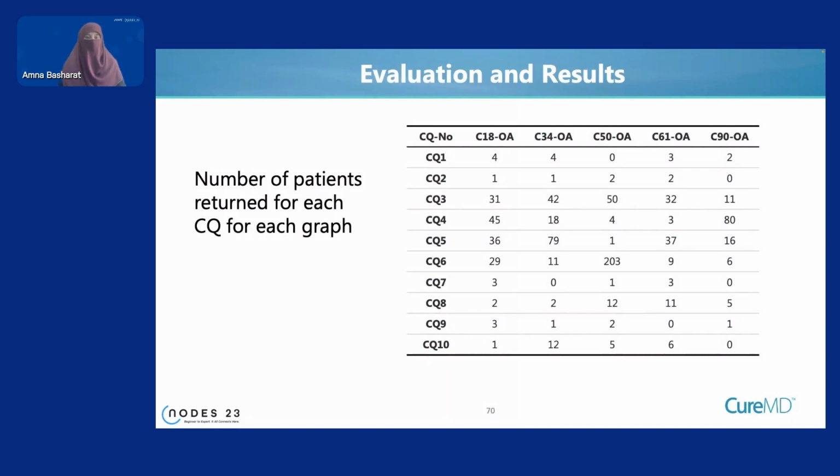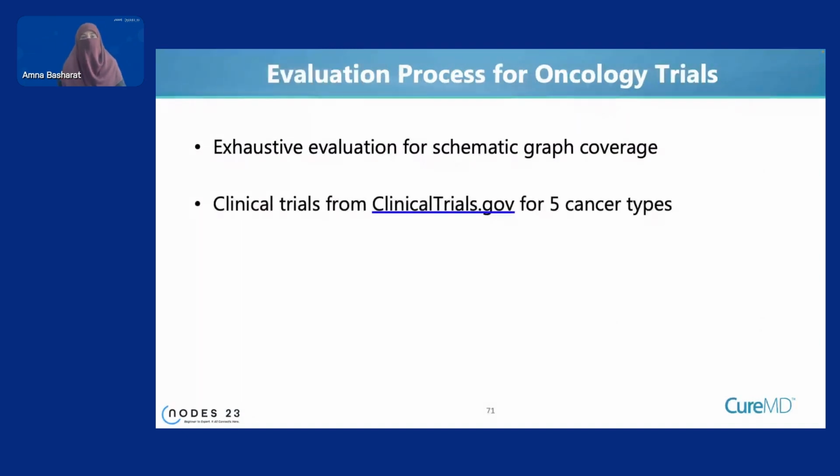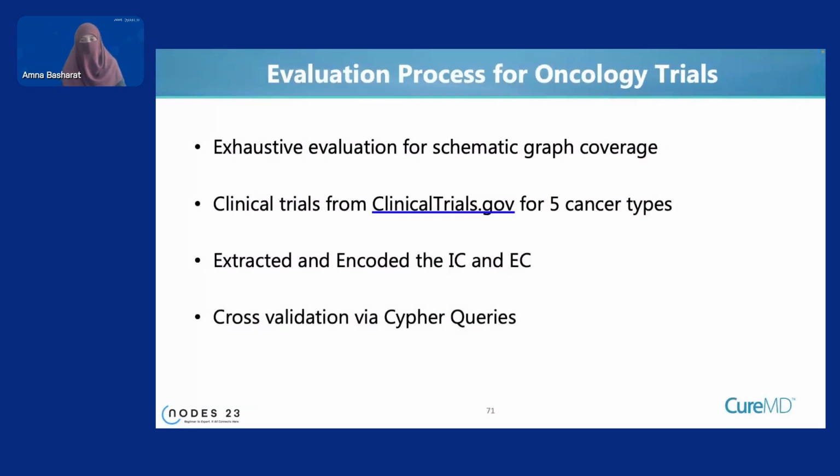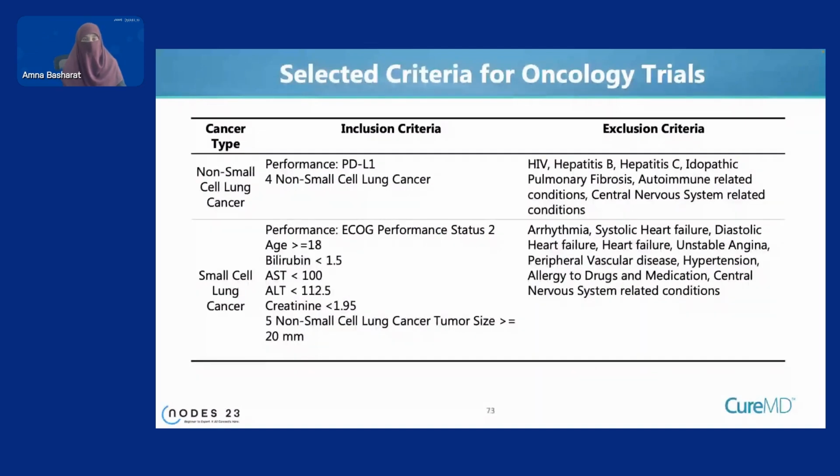Once we were done with this sort of preliminary evaluation, we then took 5 representative clinical trials from clinicaltrials.gov, and we extracted and encoded the criteria for these 5 clinical trials, and then we cross-validated. So this was what the criteria for these oncology trials look like. We took 1 representative trial for breast cancer, then for multiple myeloma, colon cancer, non-small cell lung cancer, and then small cell lung cancer.